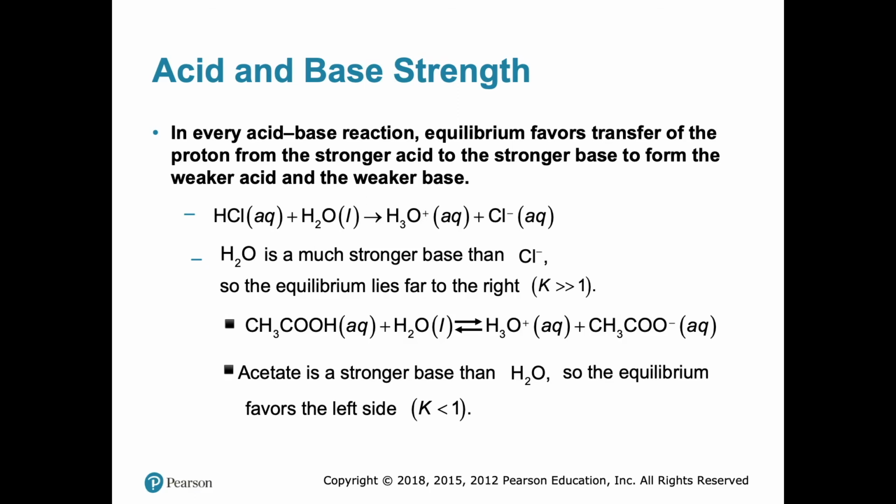So here's the example with acetic acid, right? This is acetic acid, or vinegar. You add it to water, and now you get hydronium and the acetate ion. The acetate is a stronger base than water, so the equilibrium lies to the left this time. So it's more likely that you keep things as acetic acid than them turning into acetate. So that's the difference between a strong acid and a weak acid.